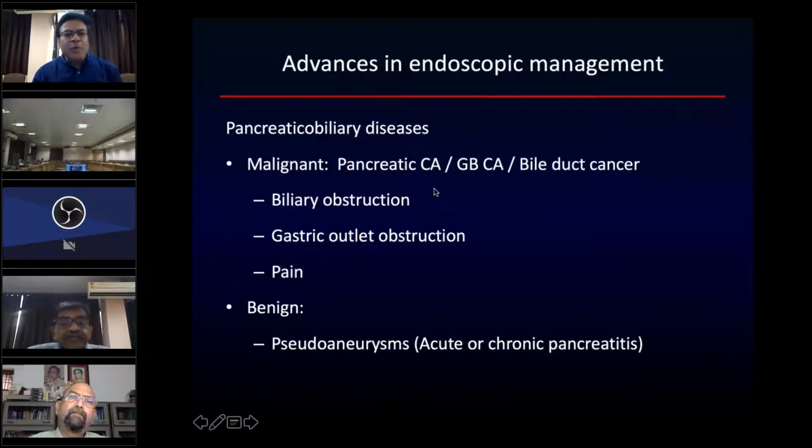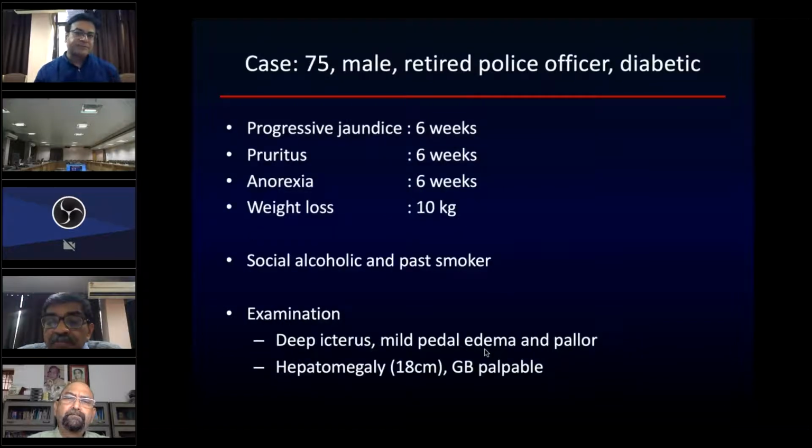So we will be discussing benign and malignant pancreaticobiliary diseases. In malignant diseases, the focus will be on pancreatic cancer, gallbladder cancer, and bile duct cancer, and symptoms related to these, which are predominantly biliary obstruction, outlet obstruction, and pain. In benign, we will be discussing pseudoaneurysm, which is related to acute or chronic pancreatitis. So we begin with the case.